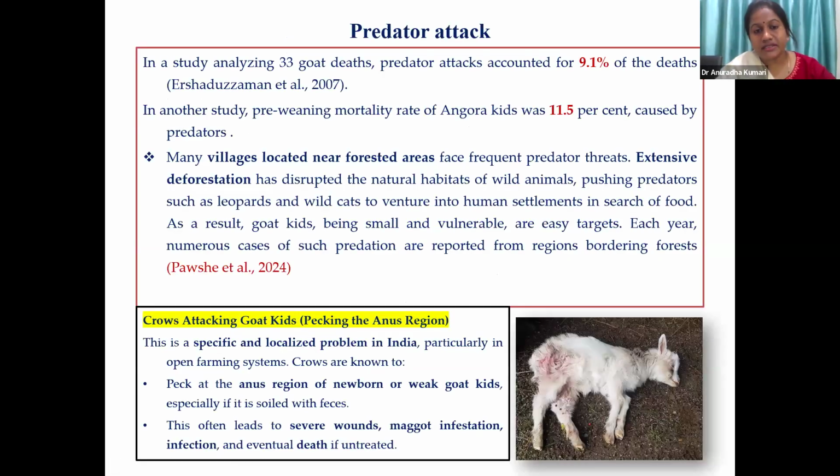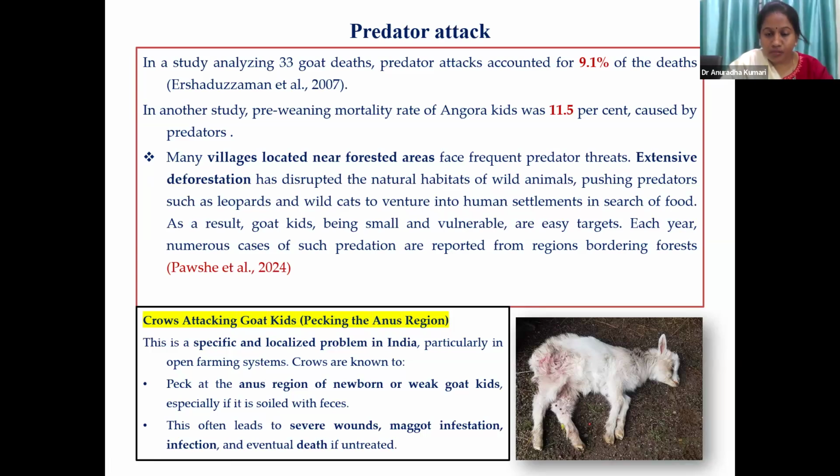Now here we start discussing the different non-infectious agents that are involved in kid mortality. One of the important factors is predator attack. Predator attack is quite a contributing factor for kid mortality, mainly in villages located near the forest. Because of extreme deforestation, the natural habitat of most wild animals gets disturbed, leading to the encroachment of these wild animals into human settlements. As kids are small and vulnerable, they get targeted by these wild animals.